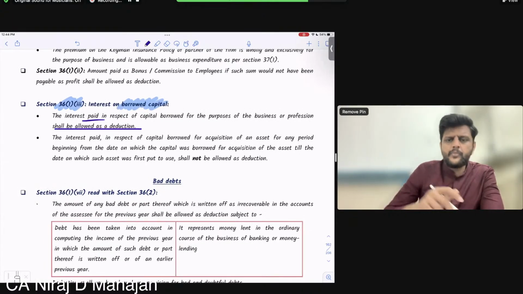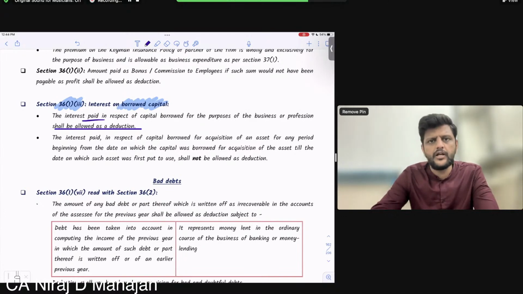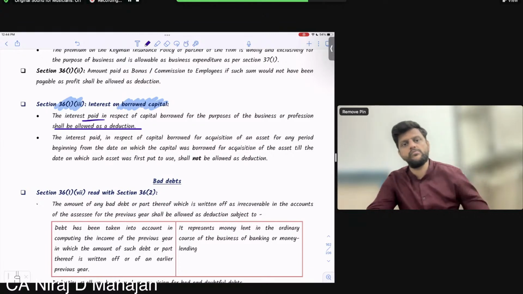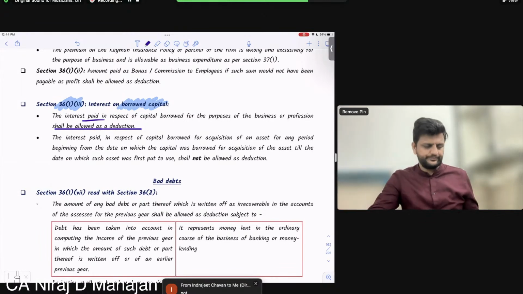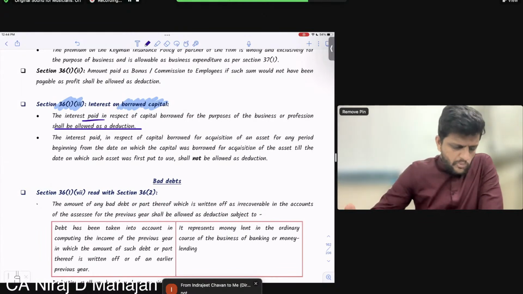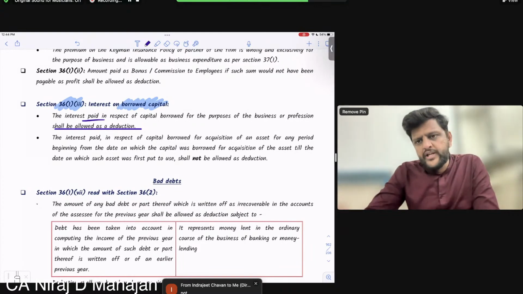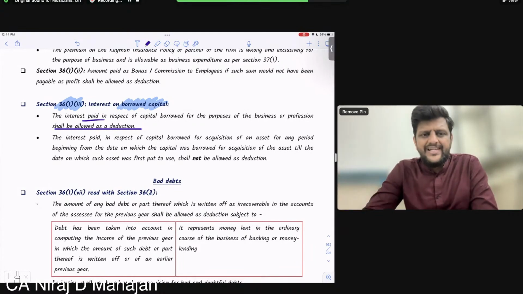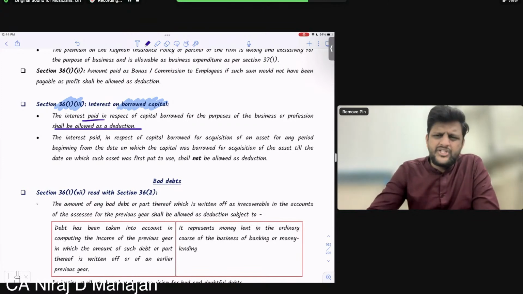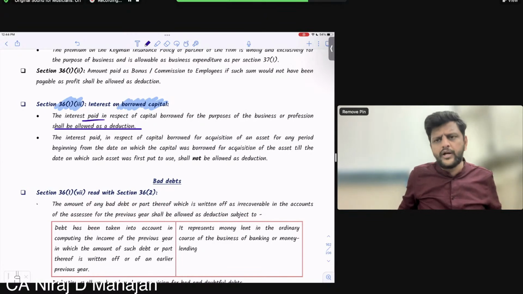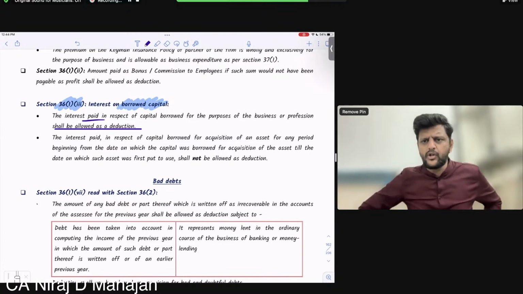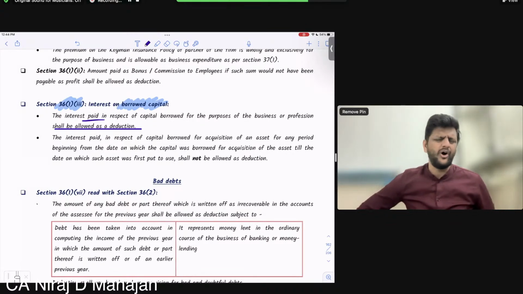Means what? Is personal loan interest allowed or not allowed? Personal loan interest is definitely not allowed. Every expenditure has to be for business and profession only, wholly and exclusively. If it has no business connection, it is not allowed. For example, a personal tour and vacation expenditure is not allowed. But if I go for a business meeting, the entire expenditure will be allowed.